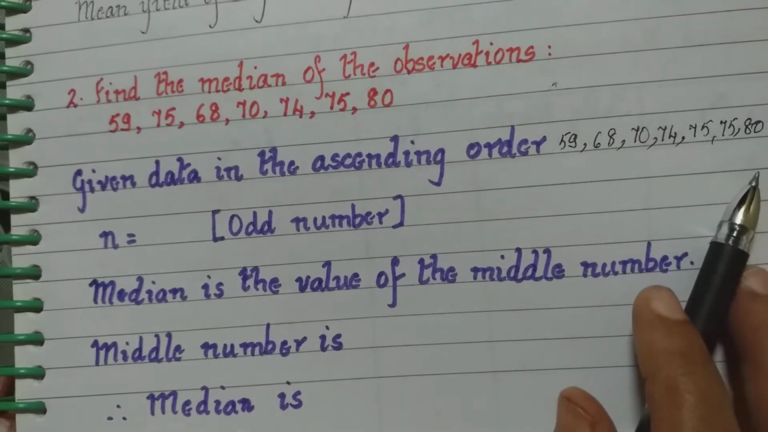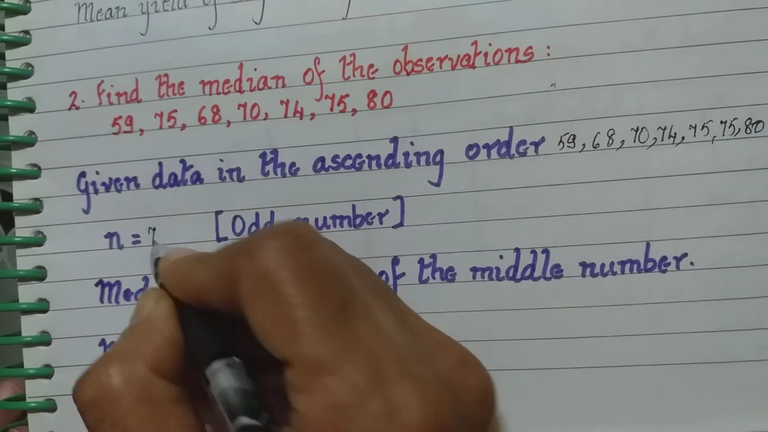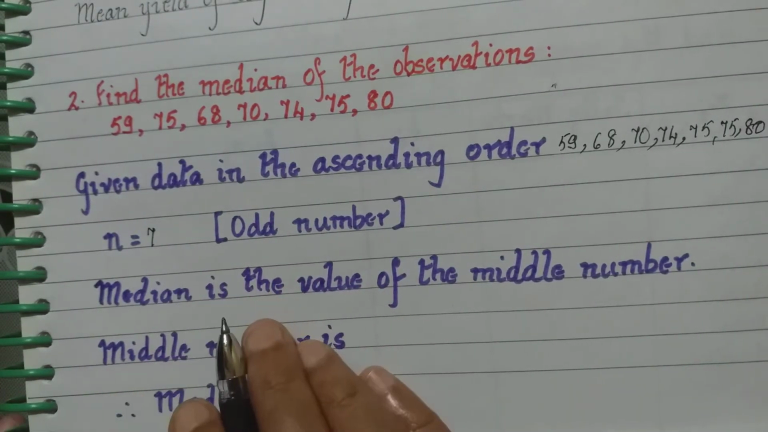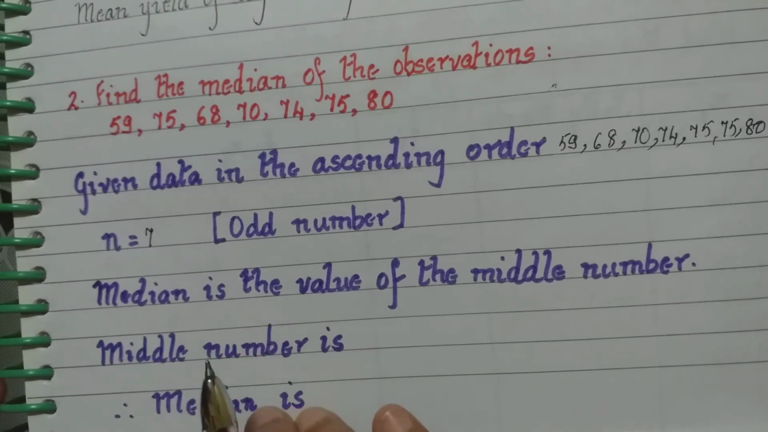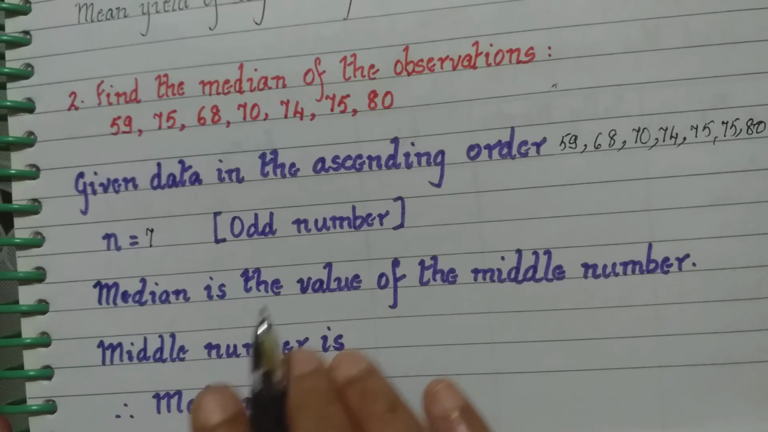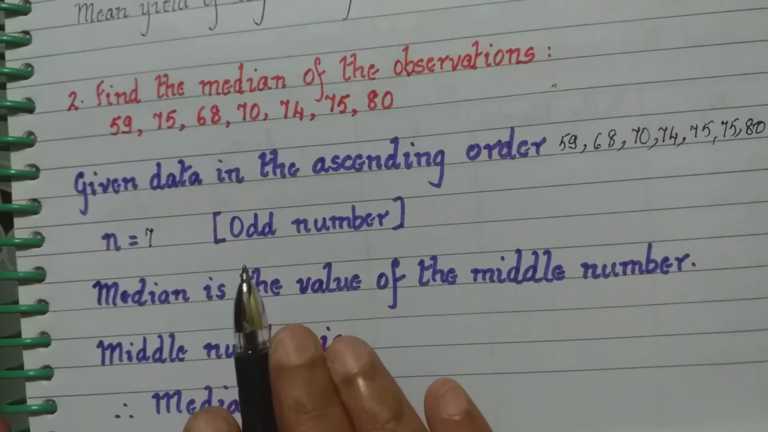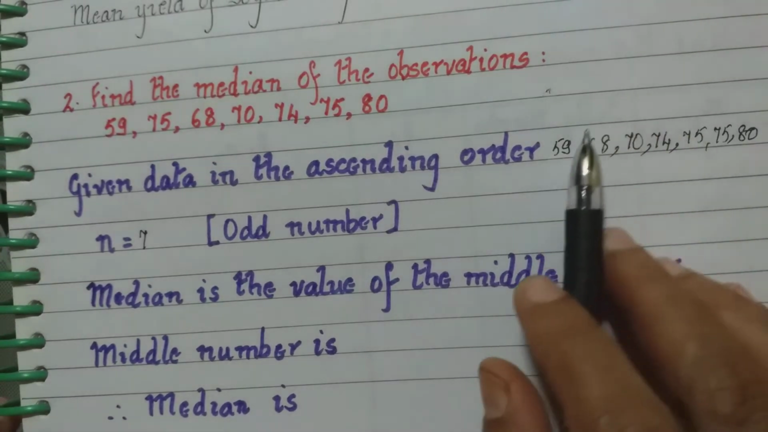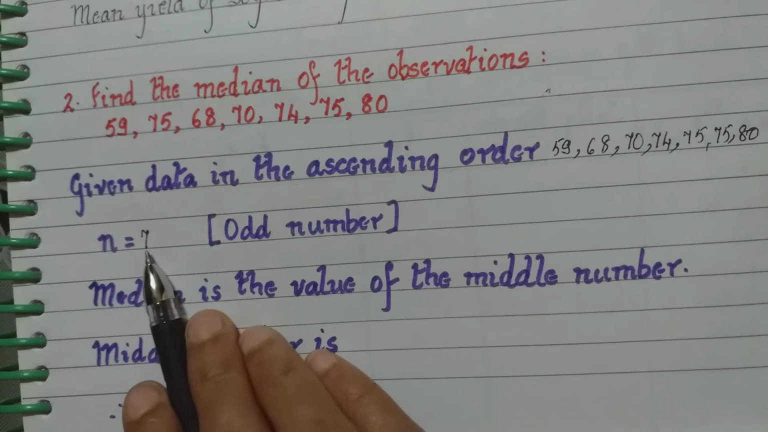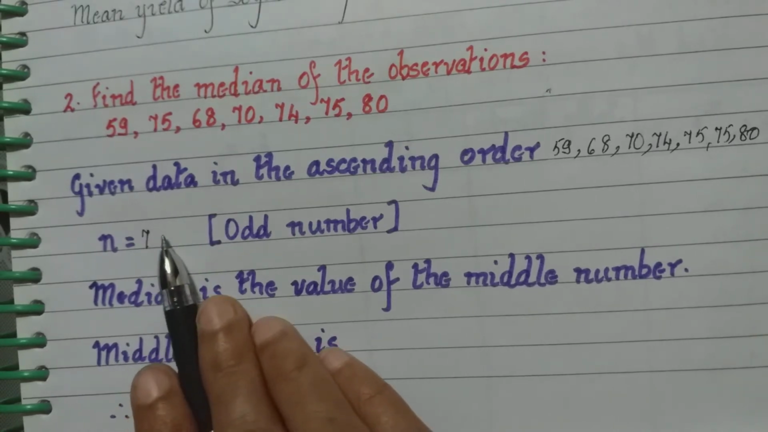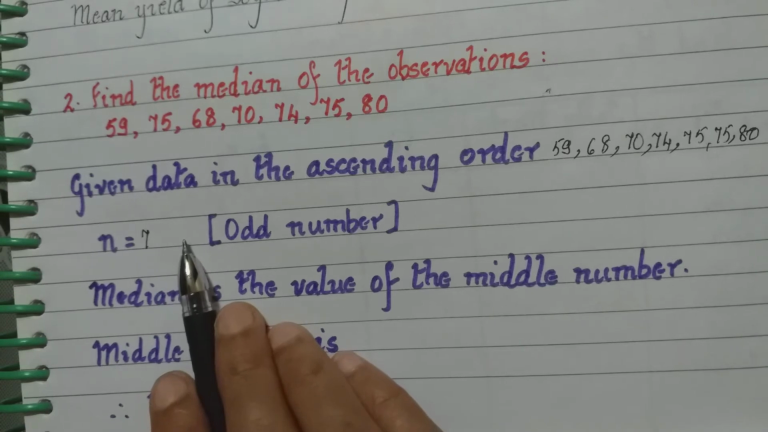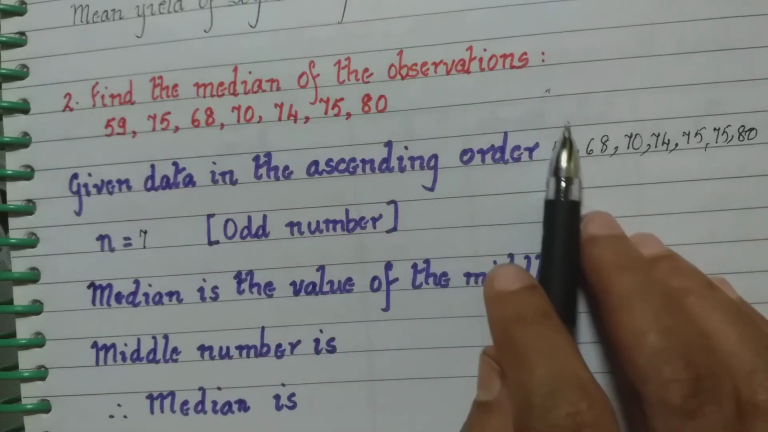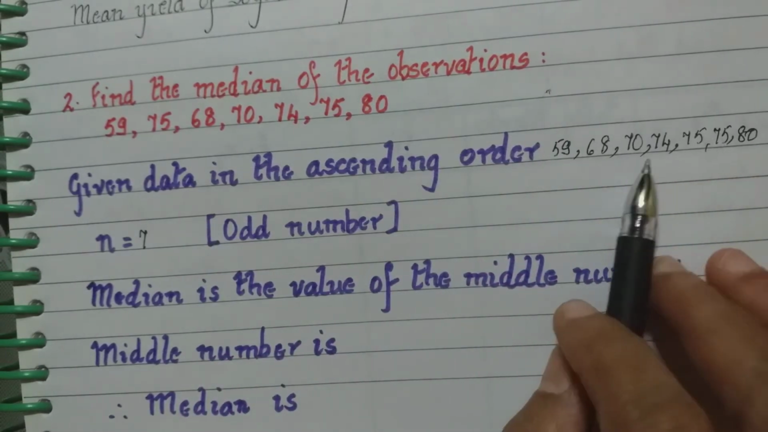Now since there are 7 numbers, n will be 7. So it is an odd number. When it is an odd number, the way to find the median is different from when it is an even number. Median is the value of the middle number. There were 7 numbers. When it is an odd number, we add 1 to it, that is 7 plus 1. It becomes 8. 8 we divide by 2. That becomes 4. So the fourth observation in the ascending order will be the median.